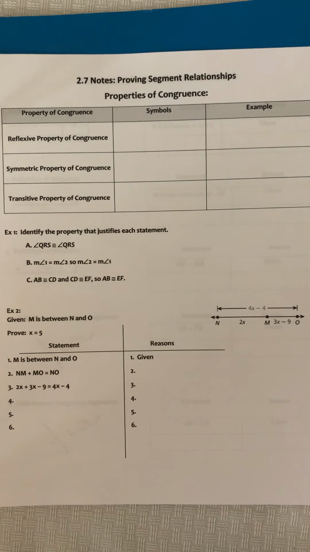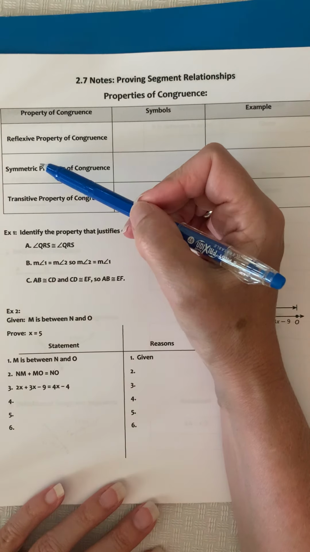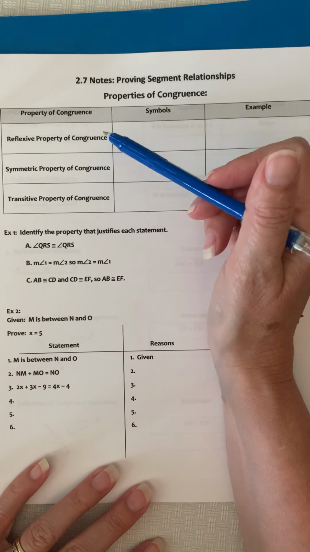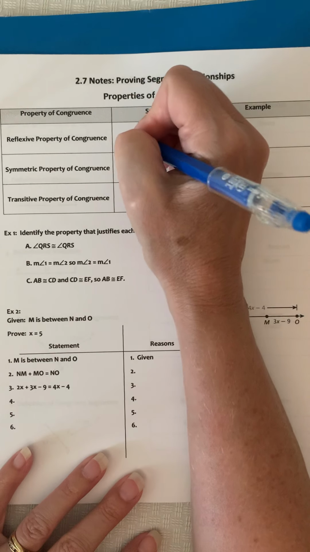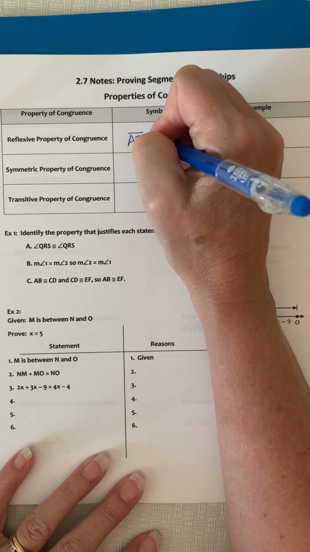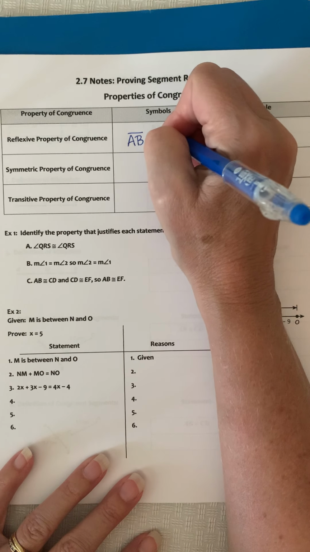Hello, we will be talking about 2.7, proving statement relationships and properties of congruence. The reflexive, symmetric, and transitive properties of congruence are very similar to the same properties of equality. So we're just going to say they're congruent instead of equal. Segment AB is congruent to segment AB.